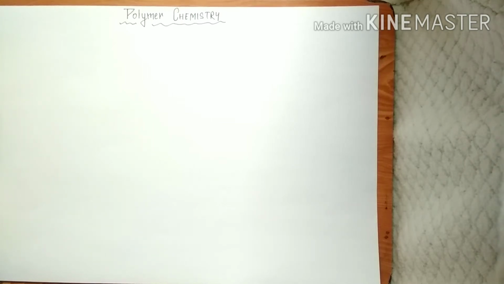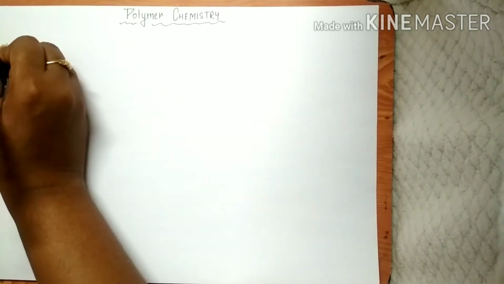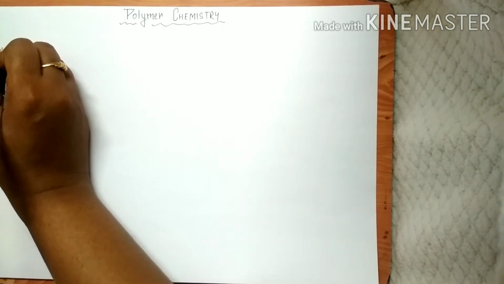So today we are going to start the topic polymer chemistry. This is a very short topic. It will be covered in 3 to 4 videos and you get 2 to 6 mark questions in your CSIR NET exams. So we will start now with the polymer chemistry. So first of all we are going to define what is a polymer.